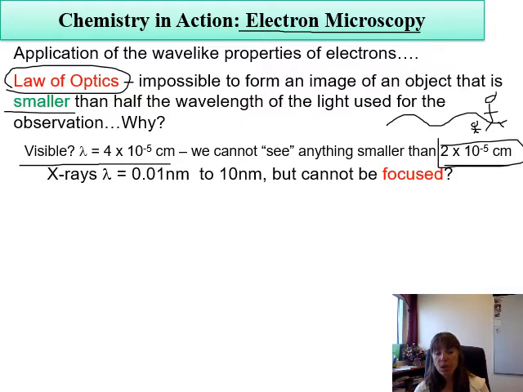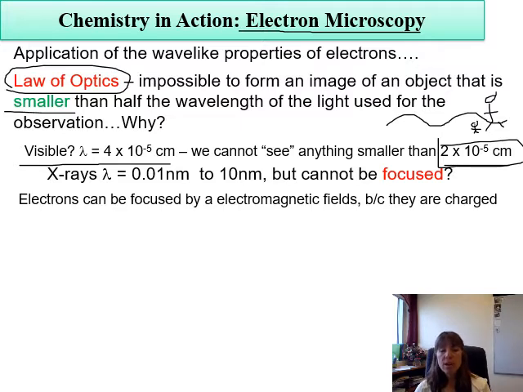X-rays are even smaller. Their wavelength is 0.01 nanometers, but they can't be focused. That's because X-rays are not charged, whereas electrons can be focused because they are charged. So you can use magnets and electric fields and things like that to actually focus them.